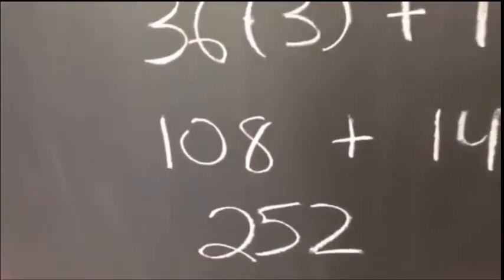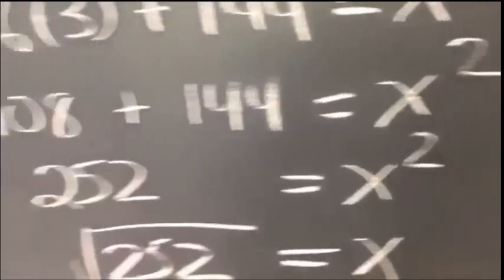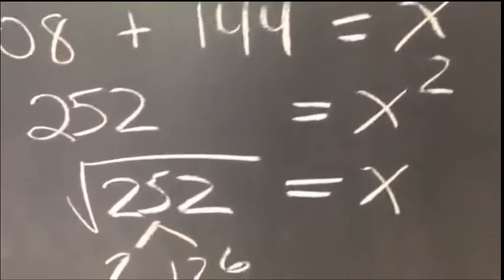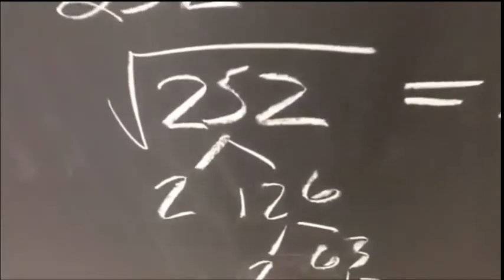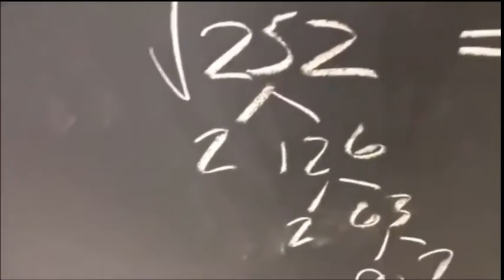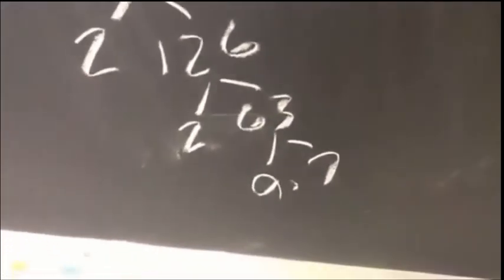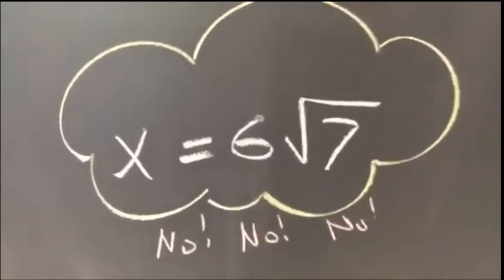36 times 3 is 108 plus 144 is x squared. 252 is x squared. So x is the square root of 252. And then I start to break down the 252. 2 times 126, 2 times 63, 9 times 7. And when it's all said and done, we get x equals 6 square roots of 7.